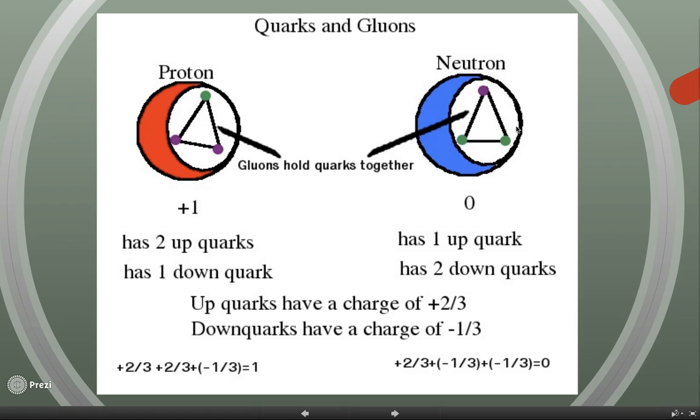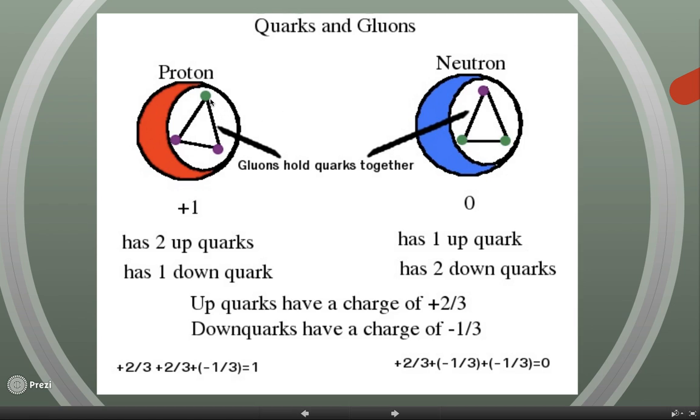Now, what about a neutron? Neutrons have 1 up quark and 2 down quarks. Okay, so it's just basically a matter of adding the charges. You have 2 negative 1/3 charges plus 1 2/3 charge, and you're going to get 0. So protons, 2 up quarks and 1 down quark. Neutrons, 2 down quarks and 1 up quark.